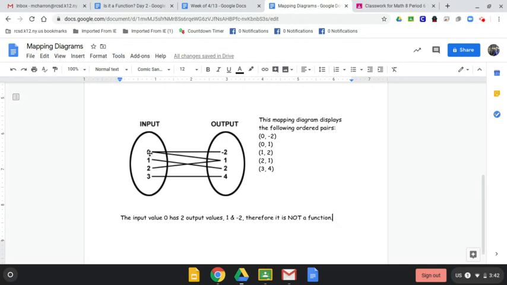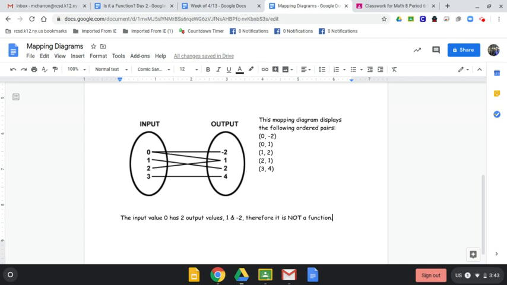But notice the 0 has two arrows or two lines coming from it. Therefore, the input value of 0 also maps to 1. So that's the ordered pair 0, 1. The input value of 1 maps to 2: 1, 2. The input value of 2 maps to the output value 1: 2, 1. And the input value 3 maps to the output value of 4, so the ordered pair is 3, 4.